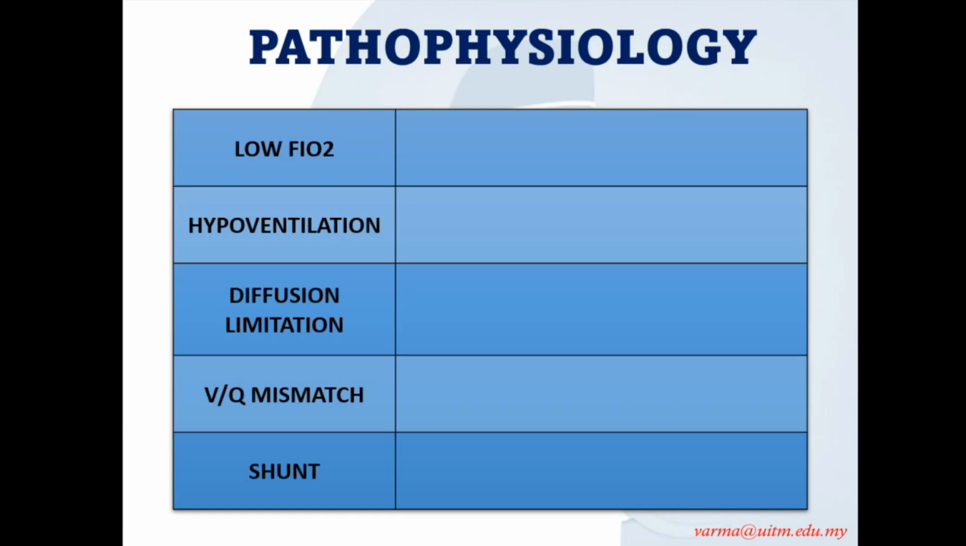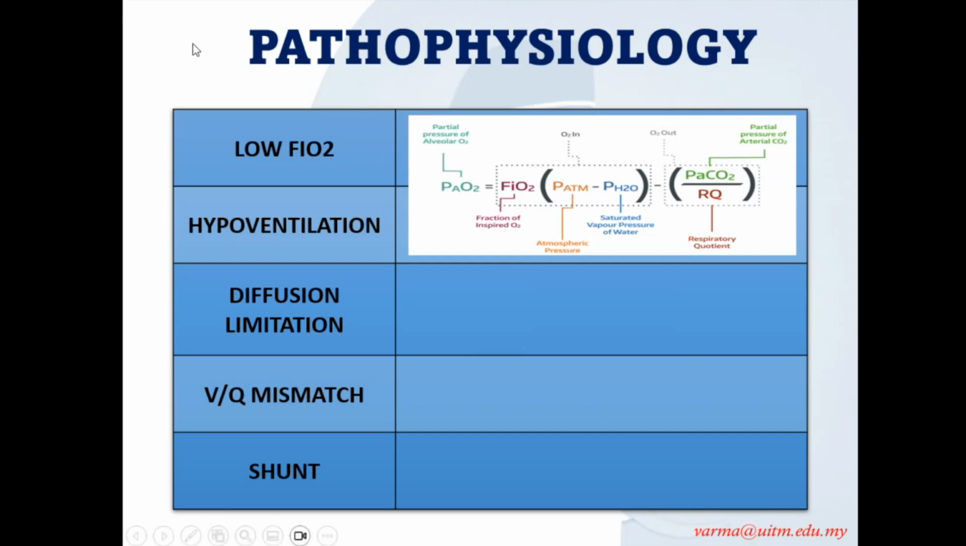So the pathophysiology we talked about. Low FiO2 and hypoventilation both cause reduction in partial pressure of alveolar O2. So this is your alveolar gas equation. As we discussed, it is affected by the inspired fraction of oxygen, by the atmospheric pressure, and also by the PaCO2. So in low FiO2, FiO2 is low, so of course the PaO2 will be low.